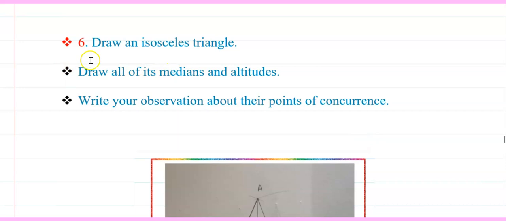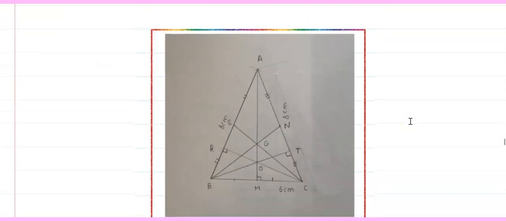Now the question number 6, draw an isosceles triangle. Draw all its medians and the altitudes. Write your observation about their points of concurrence. Now see this, the triangle ABC, which is isosceles. Segment AB is congruent to segment AC. The length of segment AB and AC is equal to 8 cm, and the length of the segment BC is 6 cm.